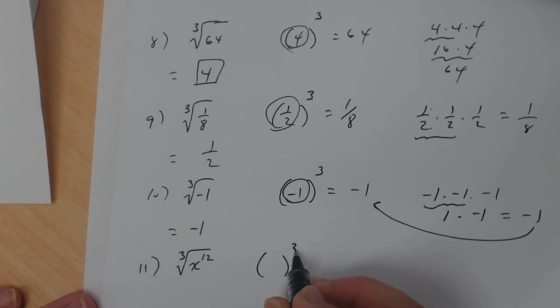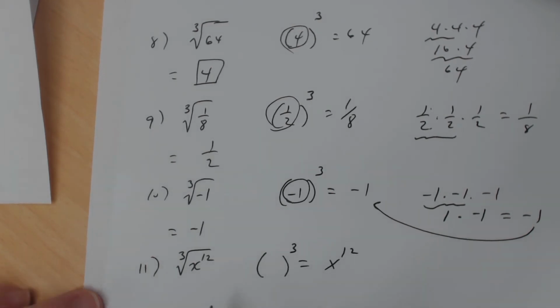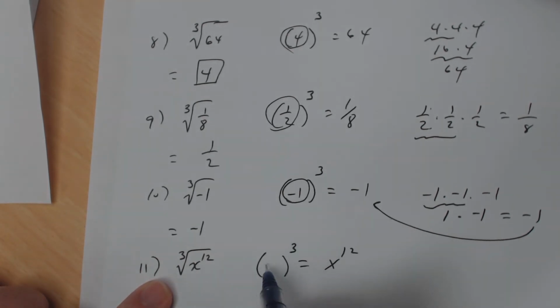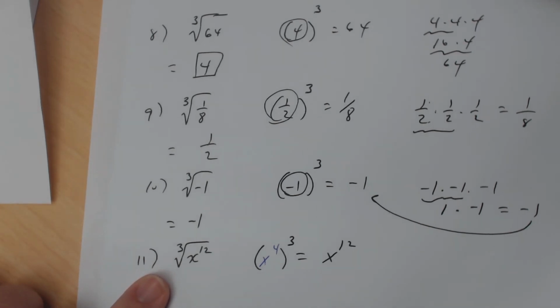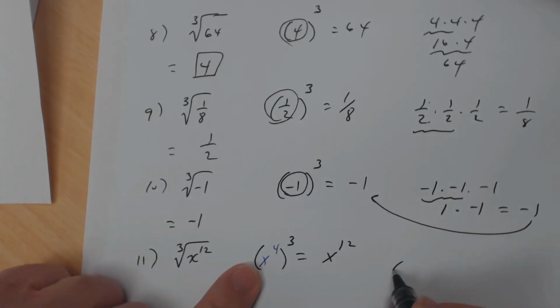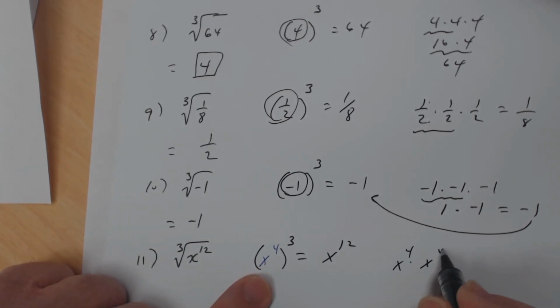So what cubed is x to the 12th? 12 divided by 3 is 4. So let's see if x to the 4th works. Remember how we got the 4: 12 divided by the index 3 is 4. So let's check it. X to the 4 cubed means x to the 4 times x to the 4 times x to the 4th.